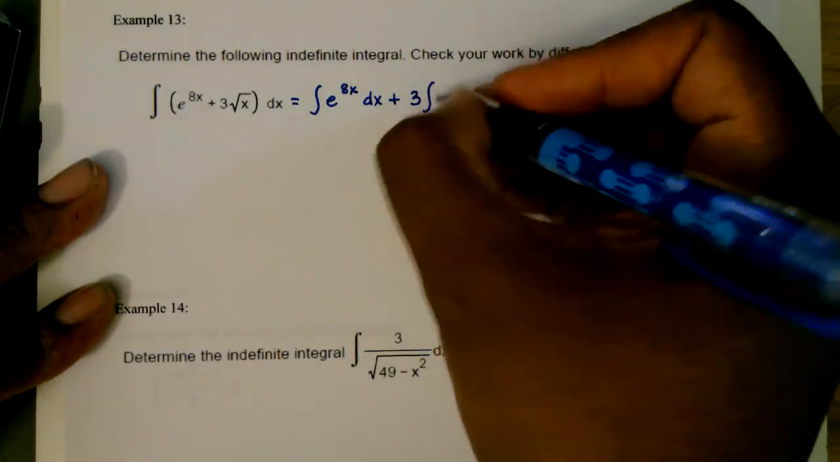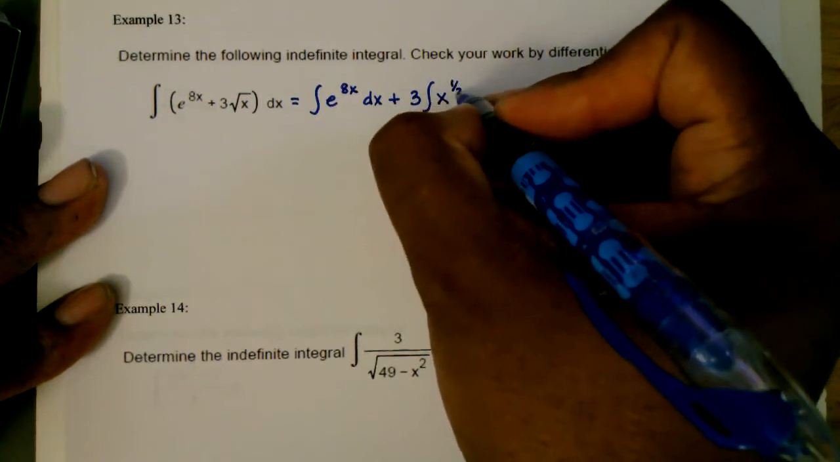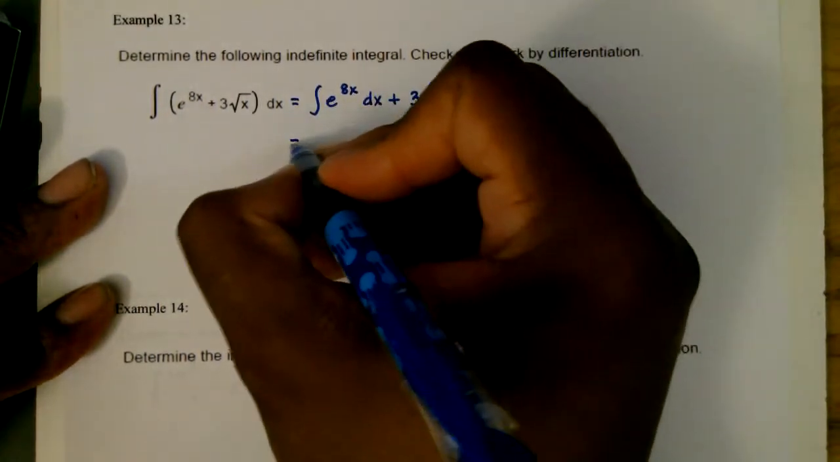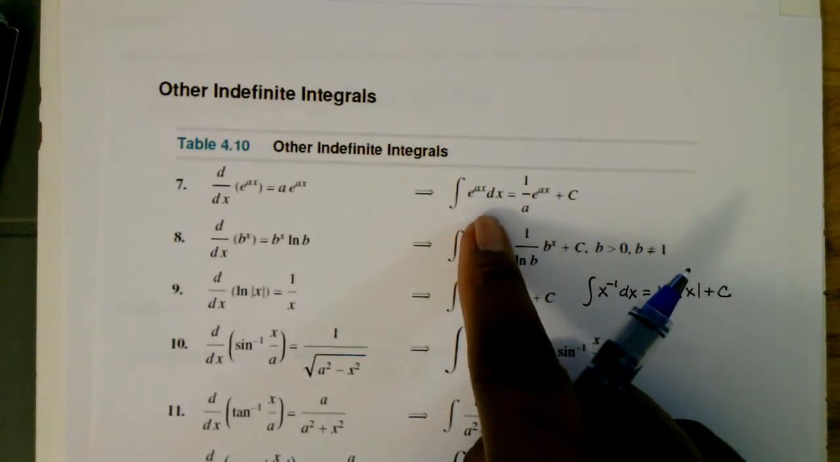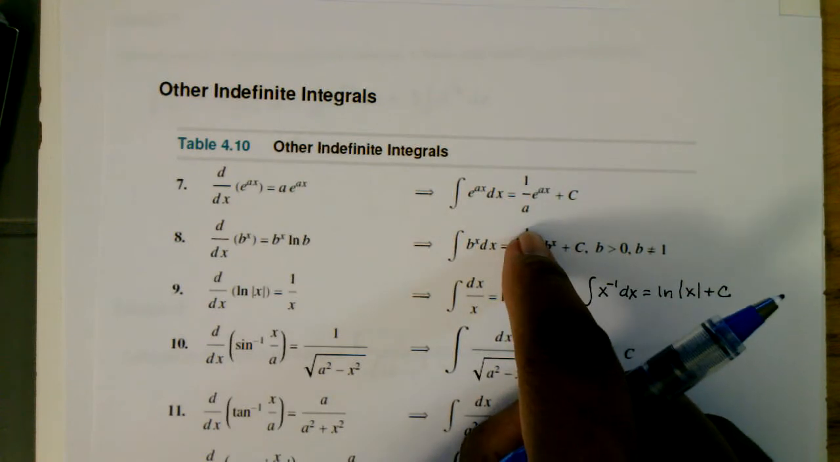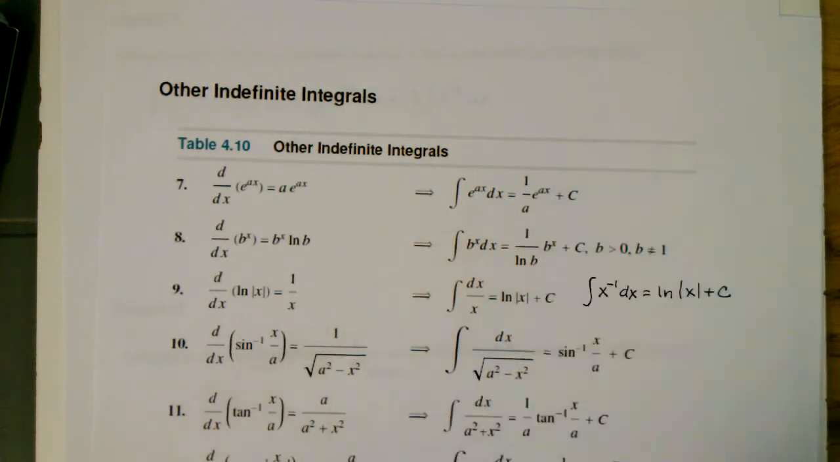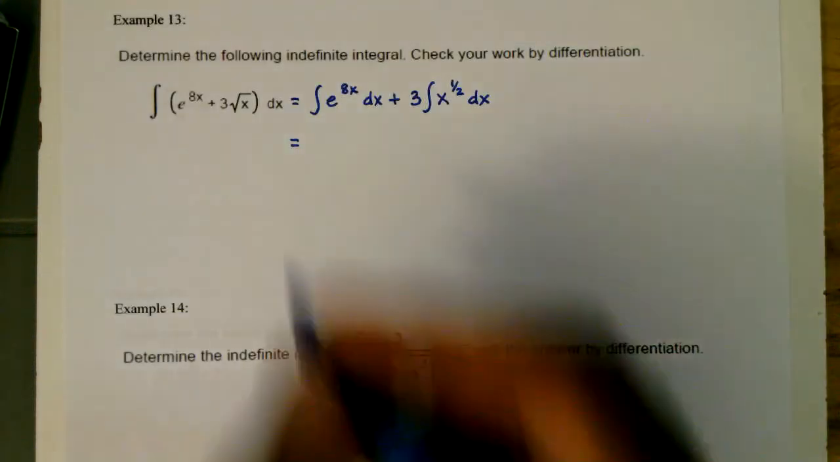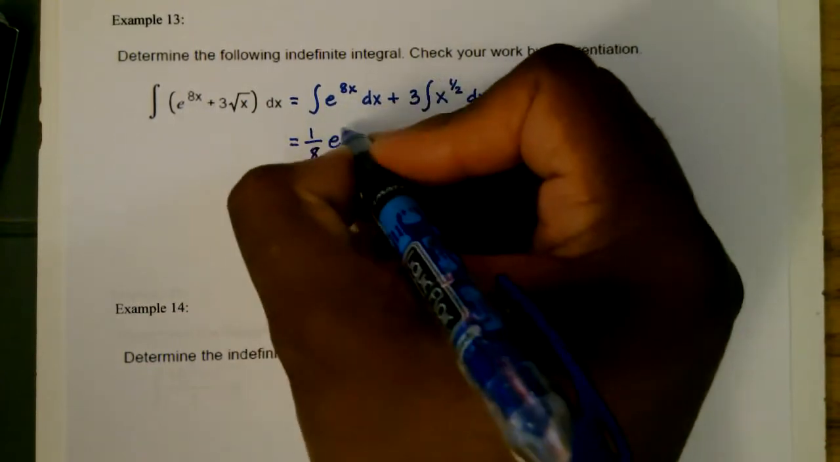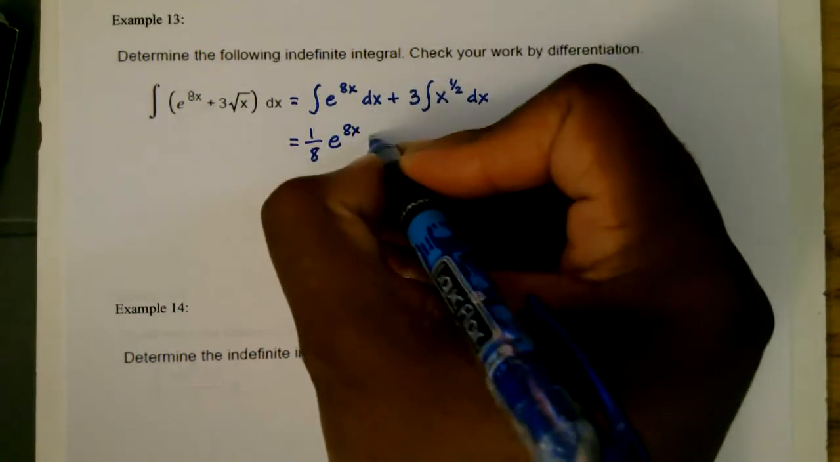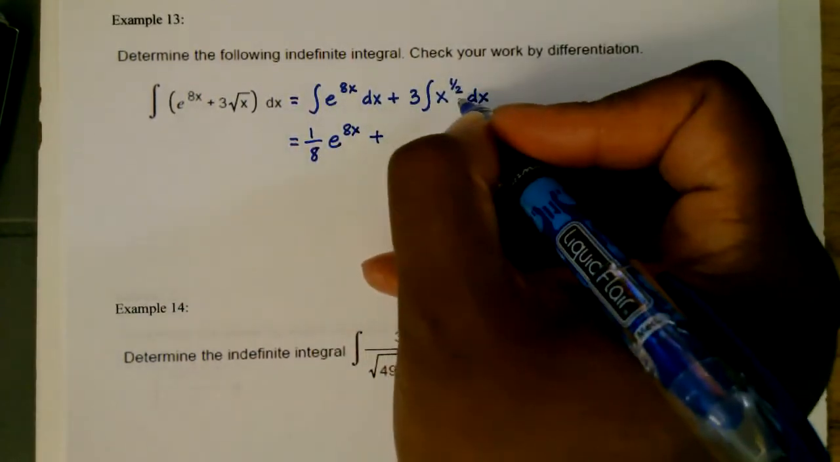in exponential form, x to the 1/2 dx. Now I'm going to use that rule where I had the integral of e to the ax dx, which is this right here. That would be 1 over a, which is your coefficient of x, times e to the ax plus c. So I'm going to write that as, that 8 would be 1 over 8 e to the 8x for that part, and then plus, of course, I'm going to use the power rule here on this one right here.